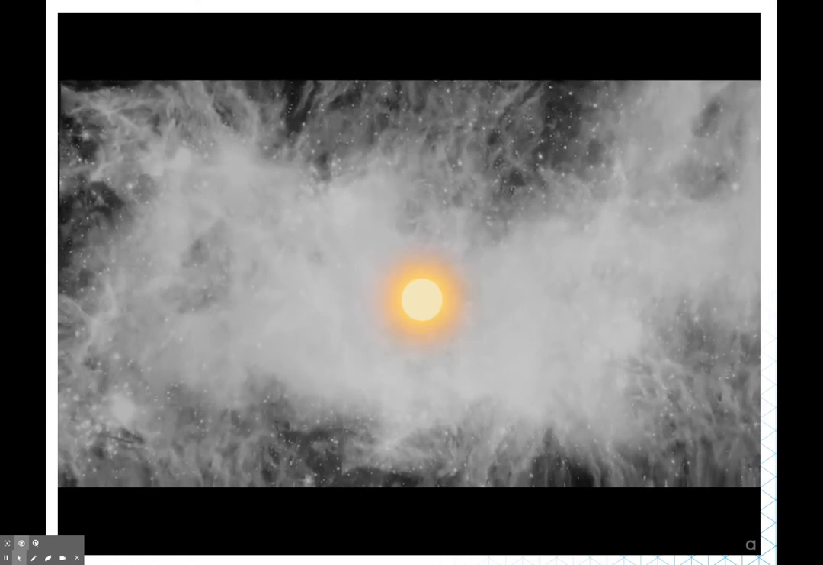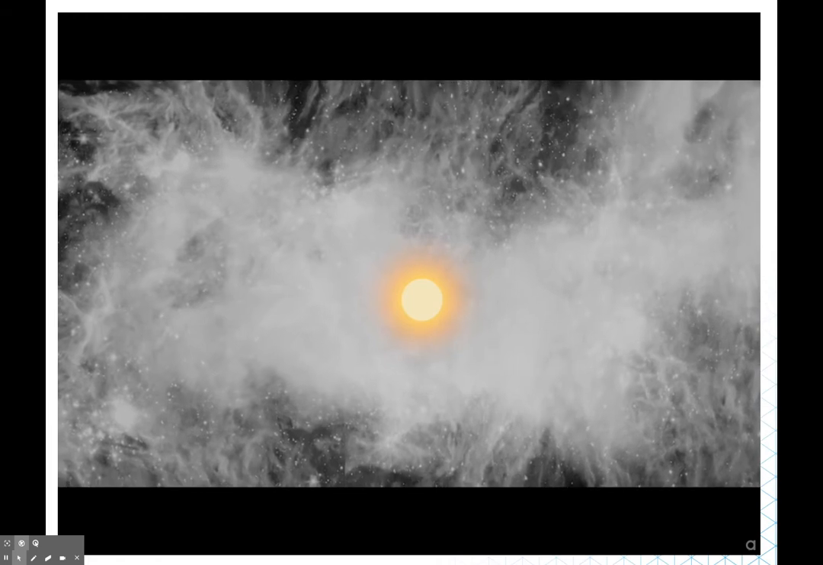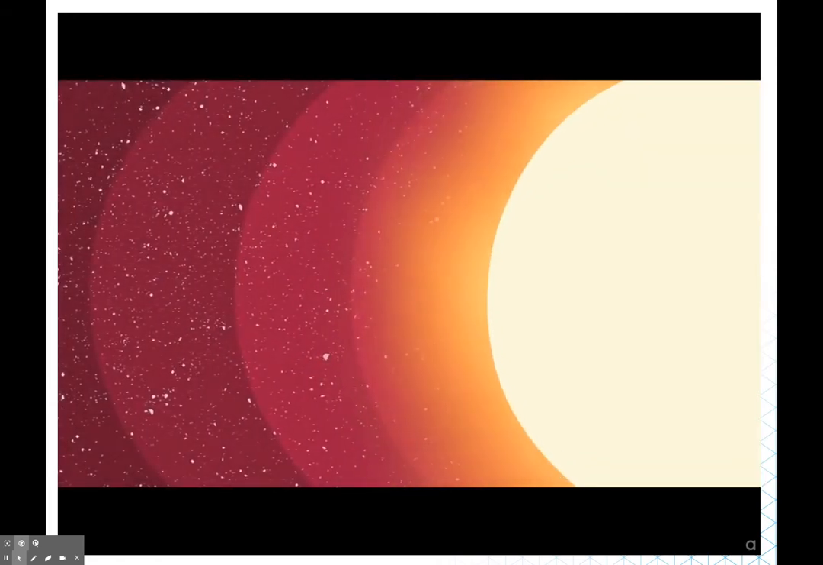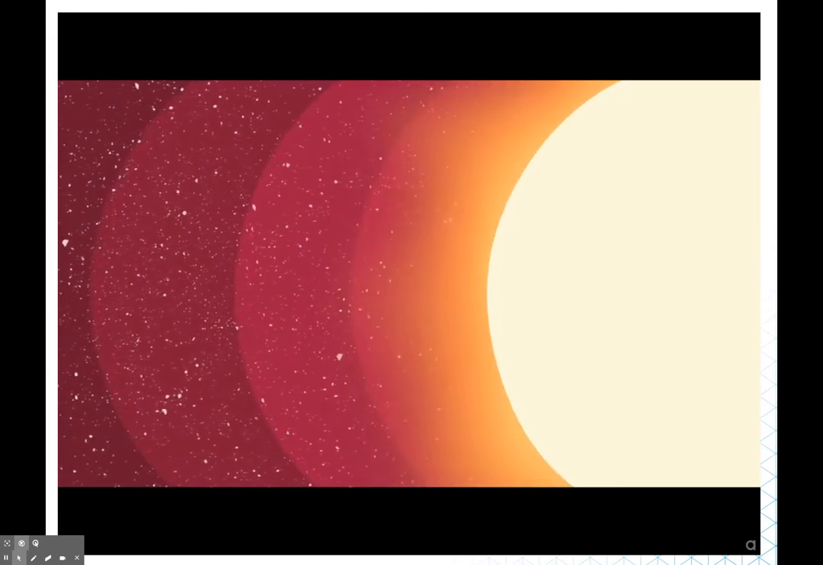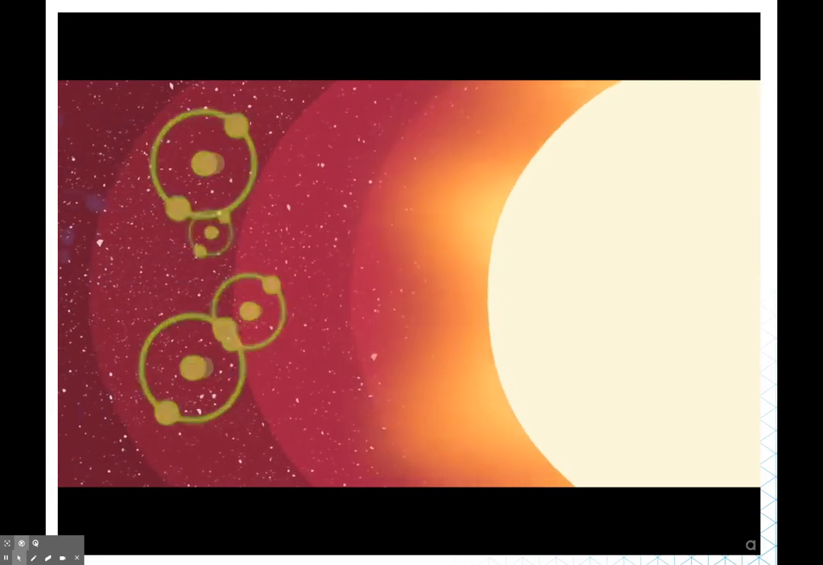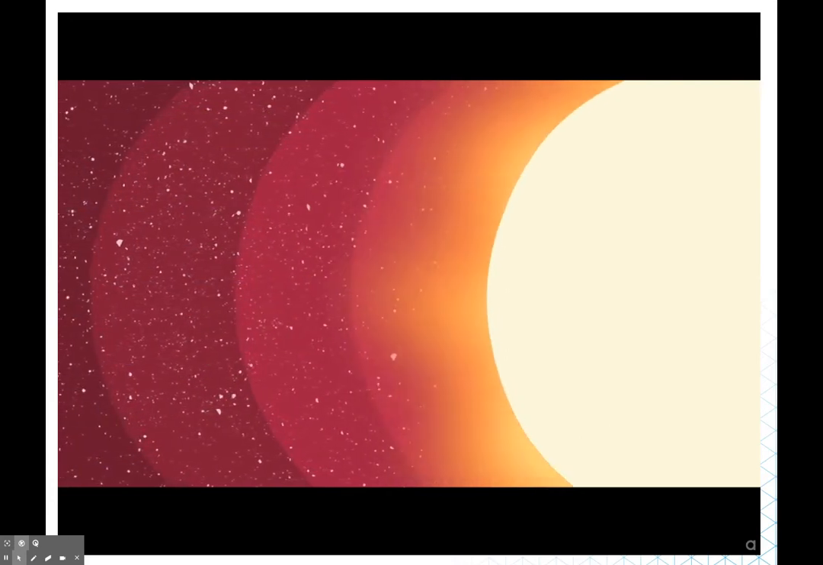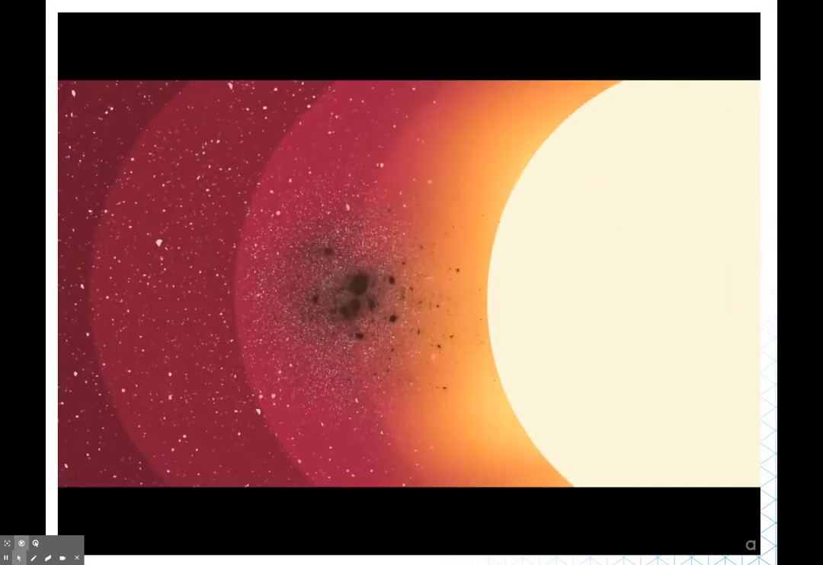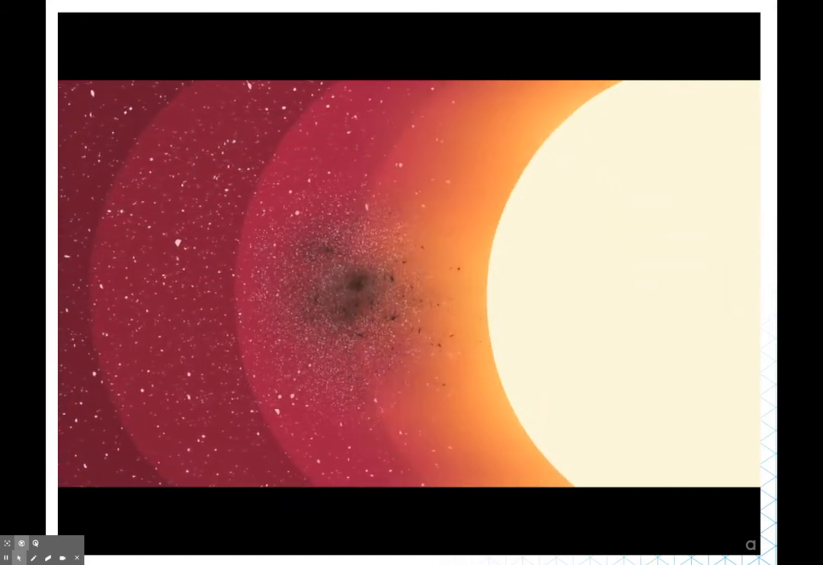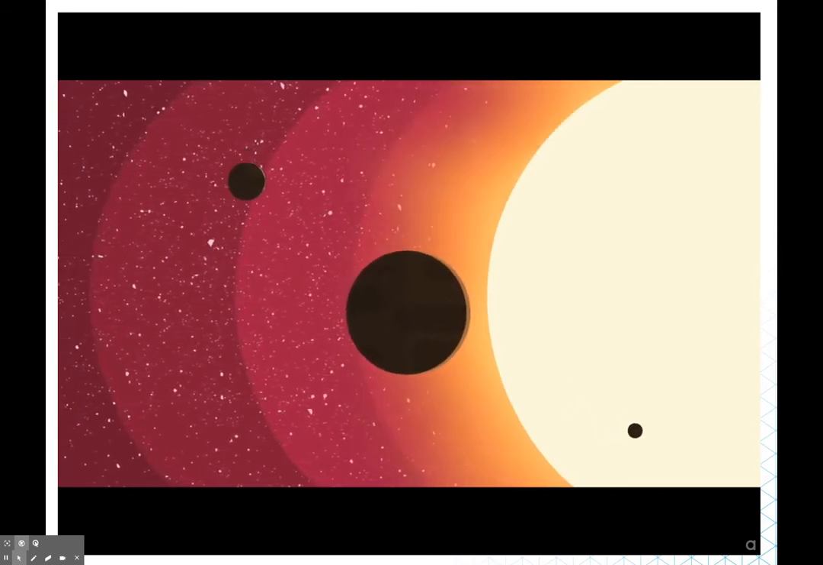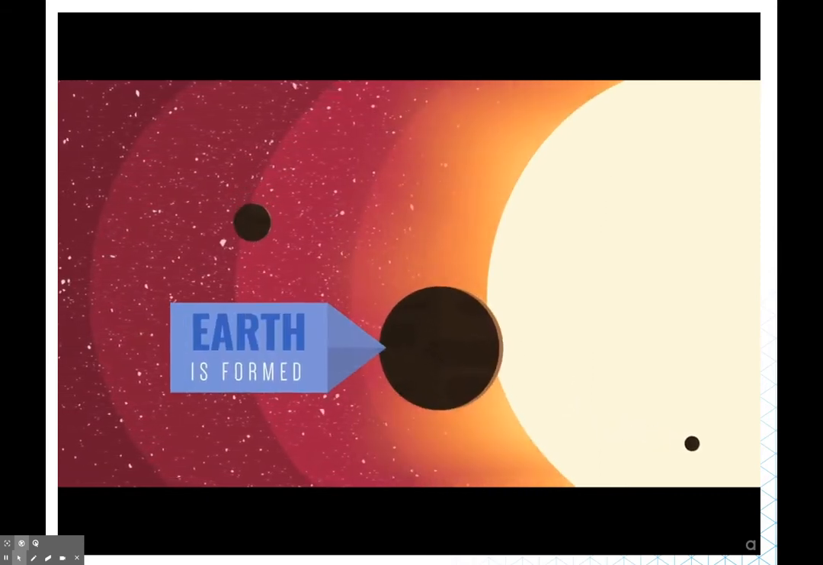Leftover gas and dust swirls around and slowly begins clumping together. Now the strong solar winds blast outward from the sun, blowing lighter materials like hydrogen and helium far out. Heavier material like dust and rocks resist the solar wind and remain close to the center. And it's this heavy material that begins clumping together, eventually forming the prototypes of the inner rocky planets, including planet Earth.